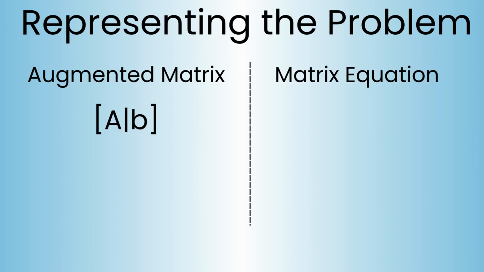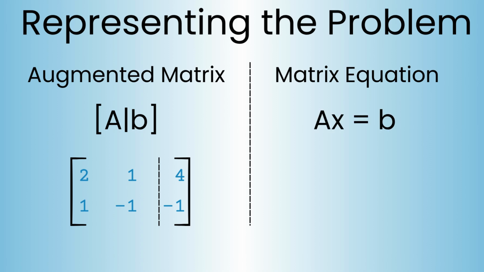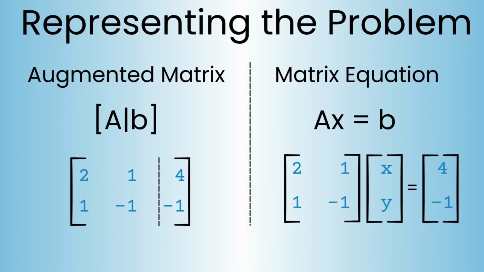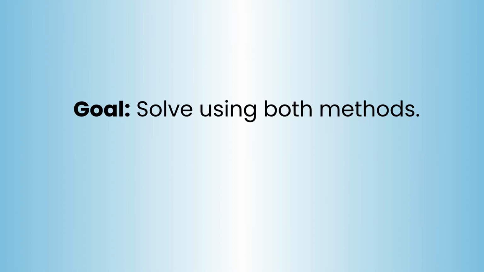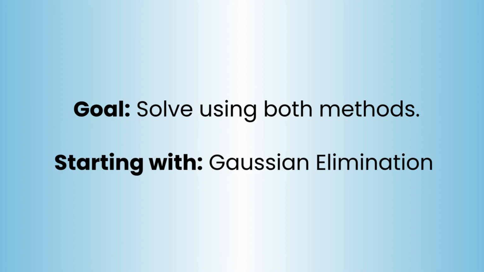The augmented matrix combines the coefficients and the constant outcomes into a single structure. It's the foundation for procedural, step-by-step solutions. The matrix equation Ax = b separates the coefficients A, the variables x, and the outcomes b. This is the foundation for high-level conceptual solutions. In this video, we will solve this system using both methods, starting with the fundamental algorithm, Gaussian elimination.